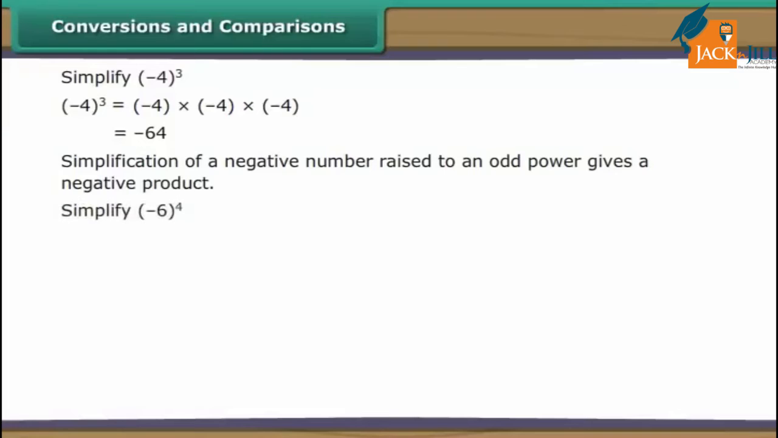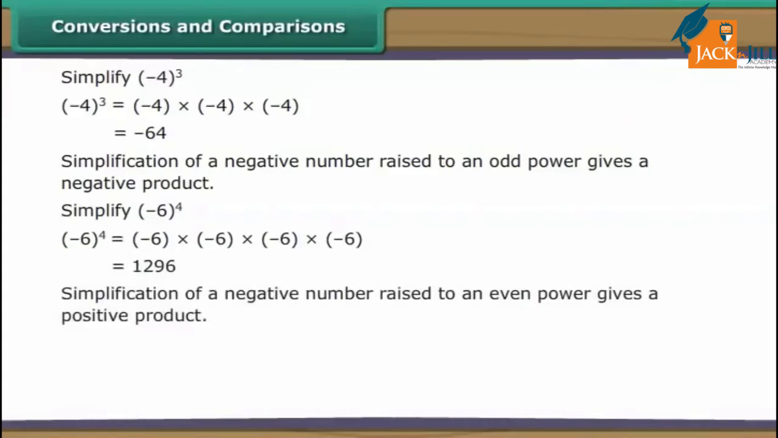Let us now simplify minus 6 raised to the power 4. Minus 6 raised to the power 4 is equal to minus 6 into minus 6 into minus 6 into minus 6, which is equal to 1296. Simplification of a negative number raised to an even power gives a positive product.